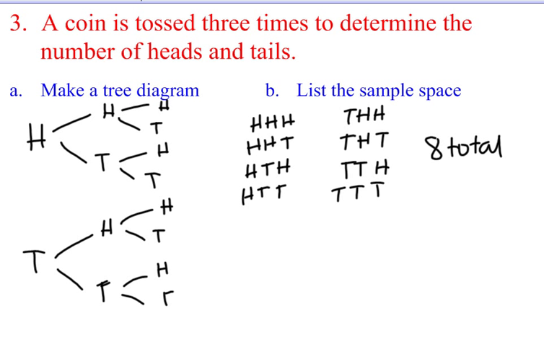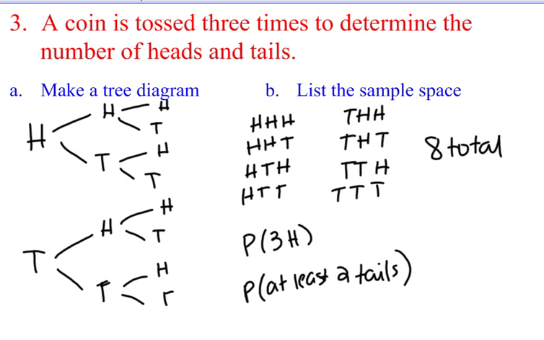Below it says the probability of 3 heads and the probability of at least 2 tails. So let's look first for the 3 heads. There's only one of them, right? So that's going to be 1 out of 8.